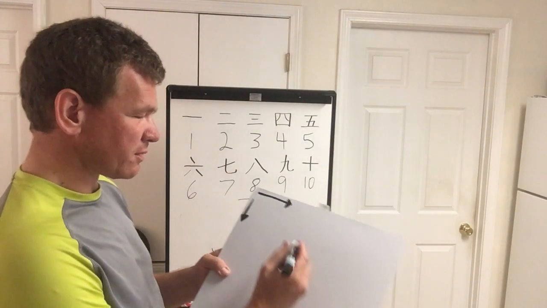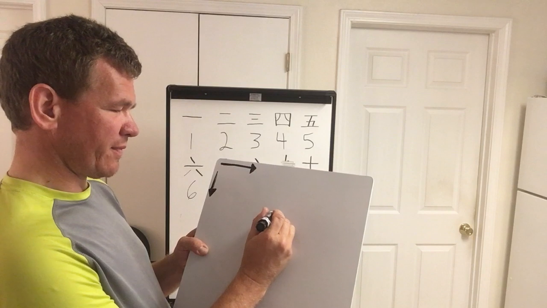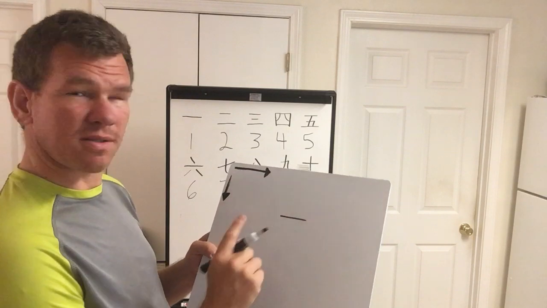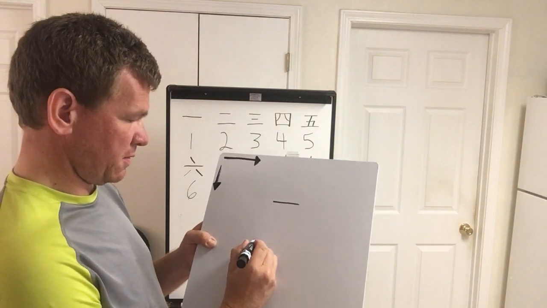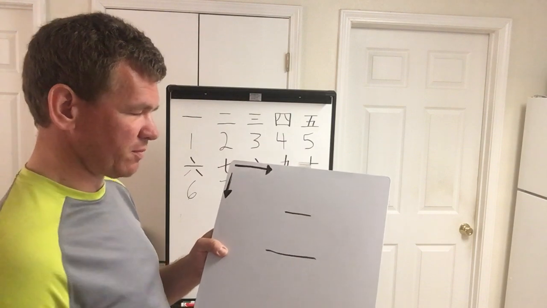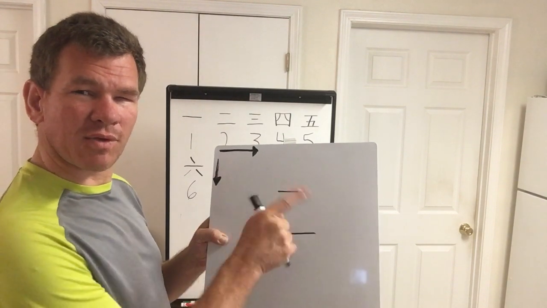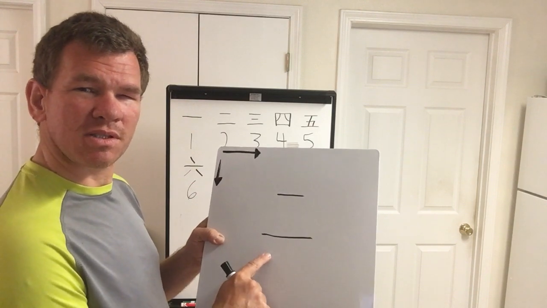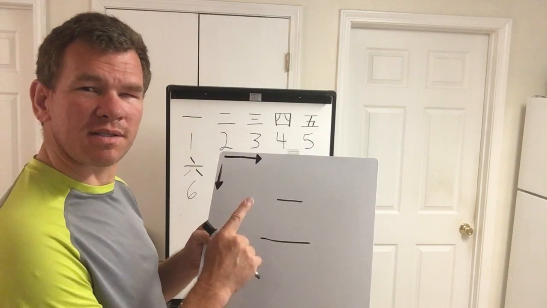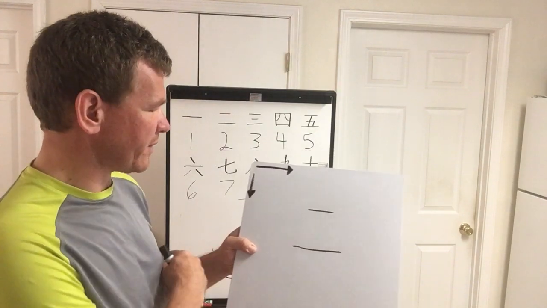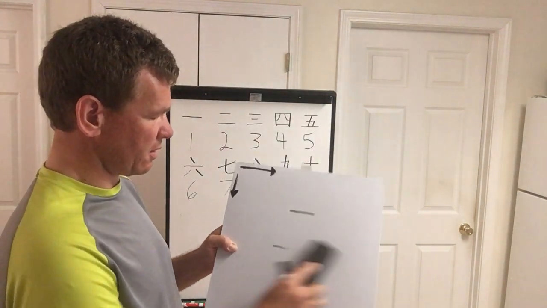So the number 2. The top one is smaller than the bottom. They're both horizontal lines, left to right, but the bottom one is longer than the top one. The top one is smaller or shorter. Alright, that's 2.